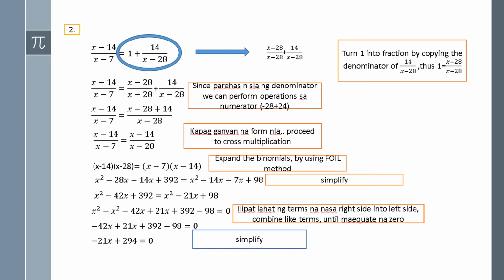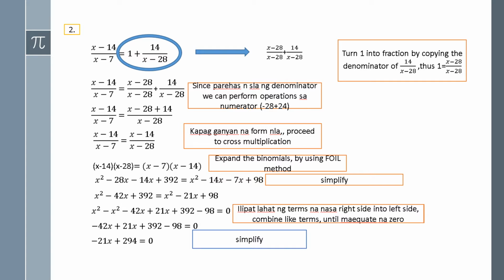And for the next example, x minus 14 over x minus 7 is equal to 1 plus 14 over x minus 28. So, sa equation na to, meron ng operation sa kabilang side ng equation, which is 1 plus 14 over x minus 28. So, we need to simplify the other side of the equation para makapag-proceed tayo sa cross multiplication. First, we must convert 1 into a fraction by copying the denominator of 14 over x minus 28, since ito lang yung may denominator sa kanilang dalawa.